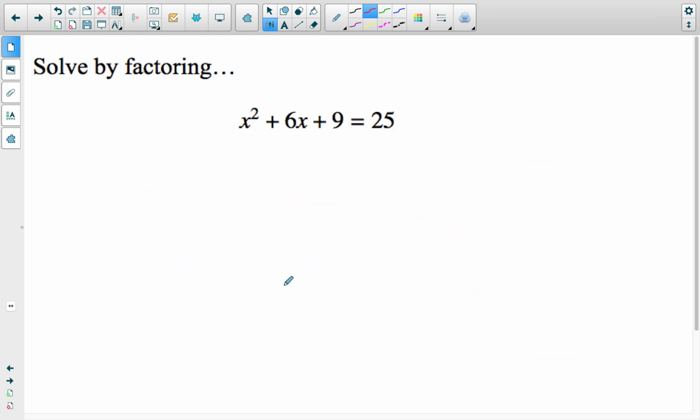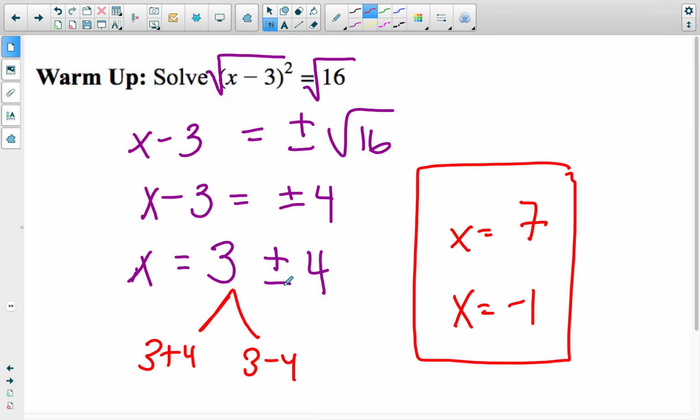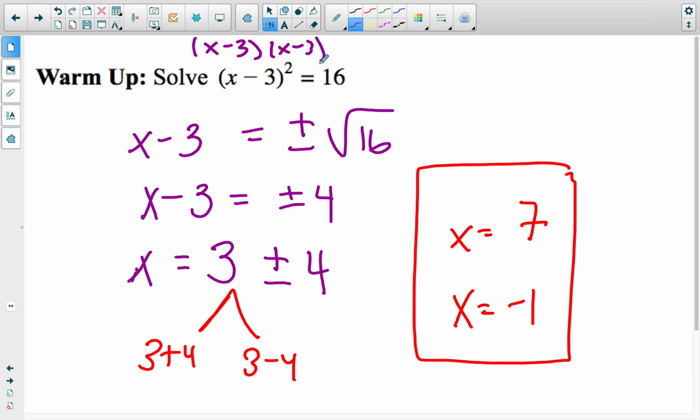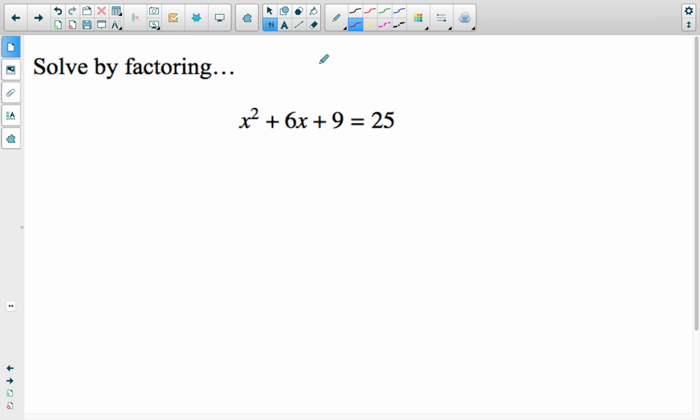So this format is going to lead into this next question, right? So picture if I took this warm-up, and let me erase my square roots up here just so we can track. Imagine if I multiplied this out, x minus 3 times itself. Then we're looking at this, right? Except we would have a minus 6x in the middle, but the concept still works, okay?